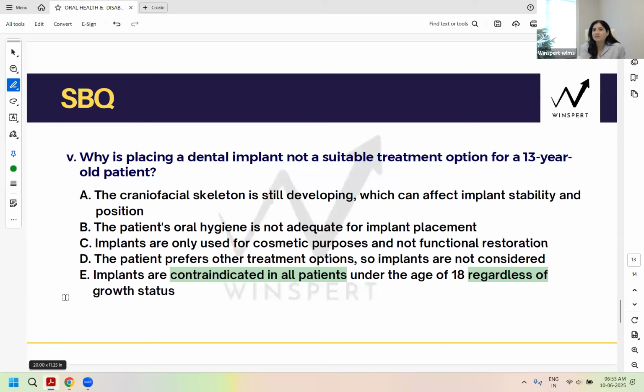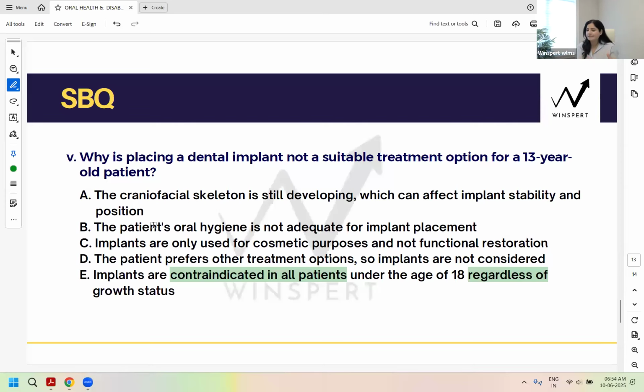Suppose the patient is 17, but on your wrist x-rays and other x-ray analysis, you find that the growth is completed. Then at 17, you may give implants, especially when severe syndromes are involved, severe challenges with nutrition and chewing. So understood everybody that E is wrong because growth status is extremely important, Halima. Yes, absolutely right. Growth status is important. Age is not the only criterion.